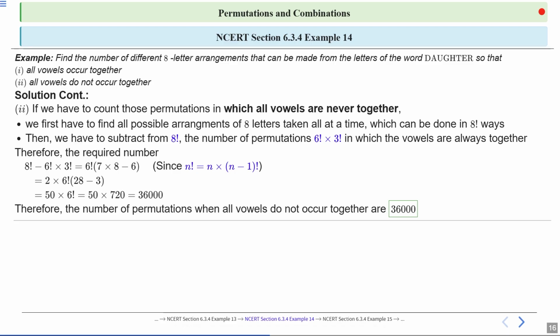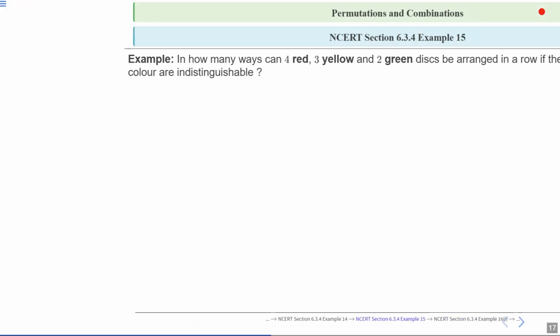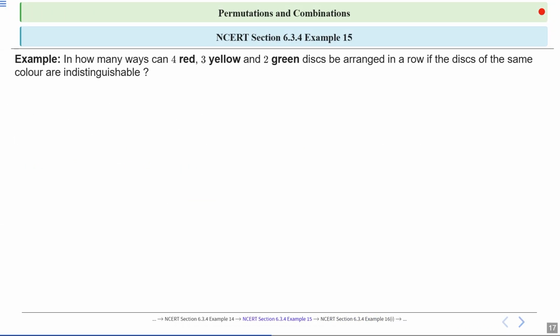So now let's move to the next example. The example is: in how many ways can 4 red, 3 yellow and 2 green discs be arranged in a row if the discs of the same color are indistinguishable? Indistinguishable. So let's find in how many ways we can do it.